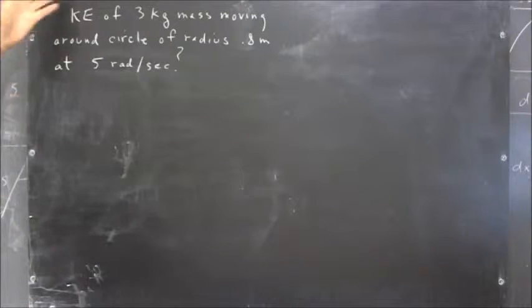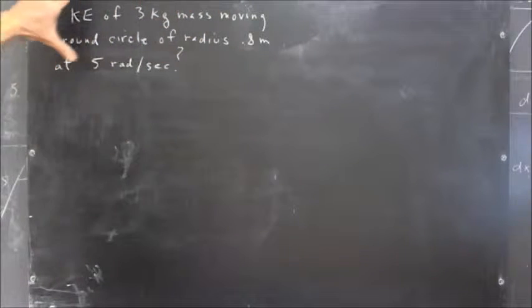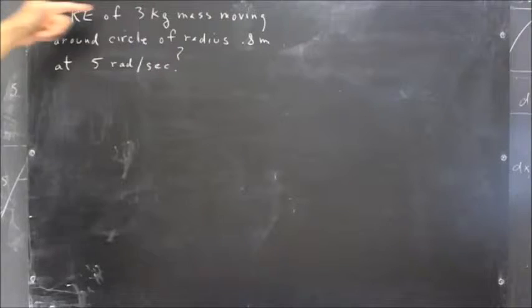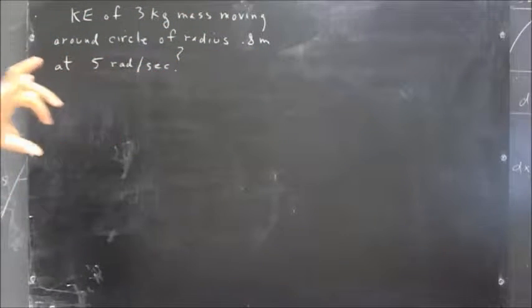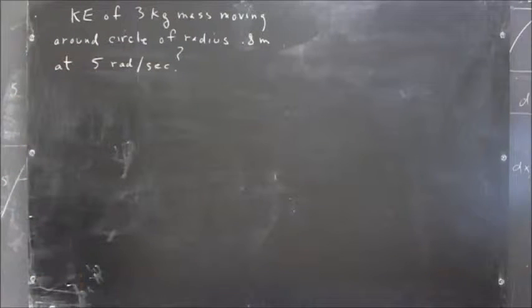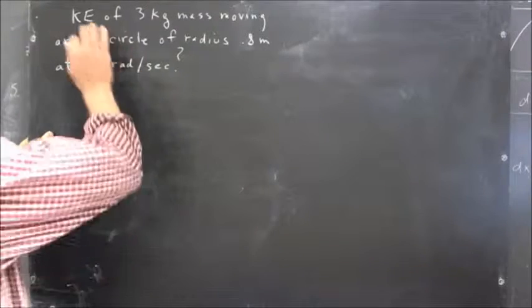Okay, let's start with a question again. What's the kinetic energy of a 3 kilogram mass moving around a circle of radius 0.8 meters at 5 radians per second? Pause, solve the problem. I'm going to continue. Okay, well, what's the kinetic energy?